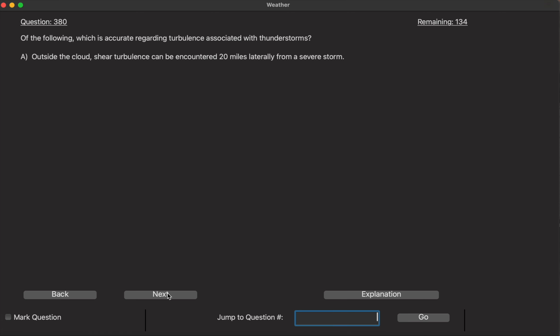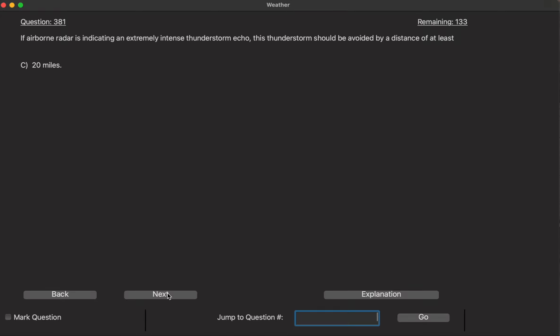Of the following, which is accurate regarding turbulence associated with thunderstorms? Outside the clouds, shear turbulence can be encountered 20 miles laterally from the storm. If airborne radar is indicating an extremely intense thunderstorm echo, the thunderstorm should be avoided by a distance of at least 20 miles.